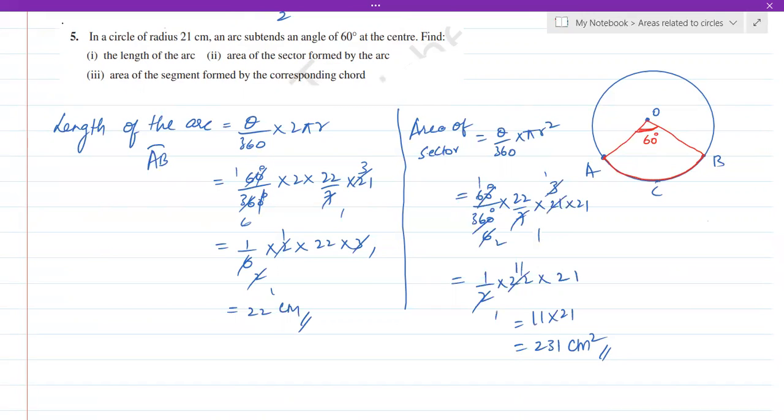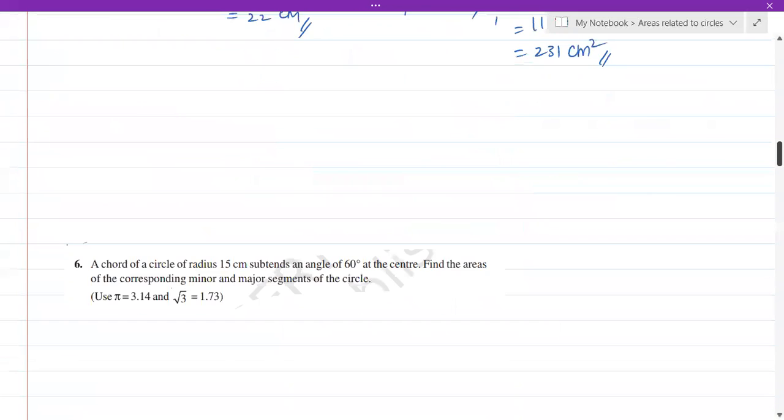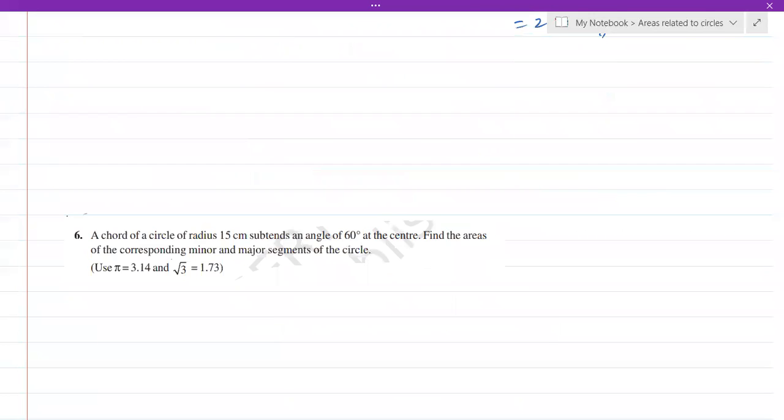The next thing that we have to find is the area of the corresponding chord. That is, if you join A and B, you get the chord, and you got the corresponding segment here, right? The minor segment. So we have to find the area of the minor segment. Okay. Now, let's find the area of the minor segment. The area of minor segment. Okay, what is the formula?